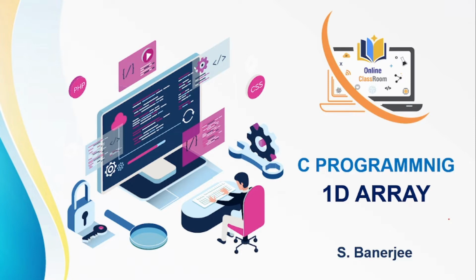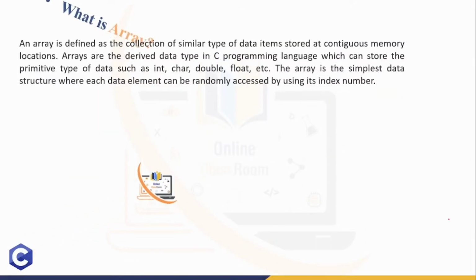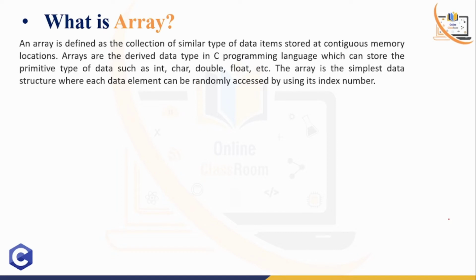Today we are going to discuss the C programming, mainly the array, 1D array basically. Now, before going to the details, at first we have to know what an array is. So, an array is basically a data structure. As it is written here, an array is defined as a collection of similar type of data items stored in contiguous memory locations, right?